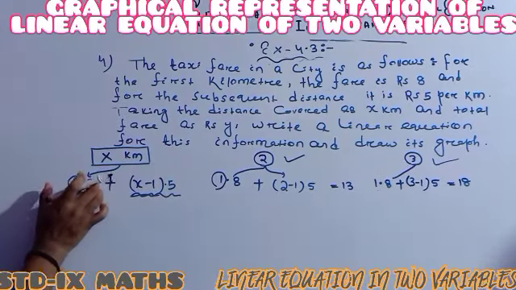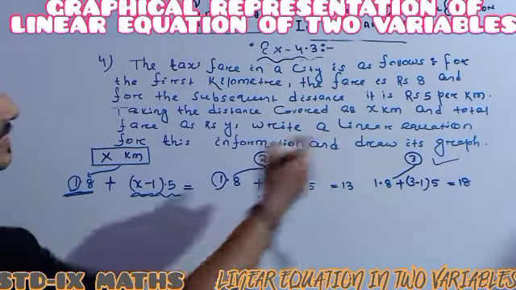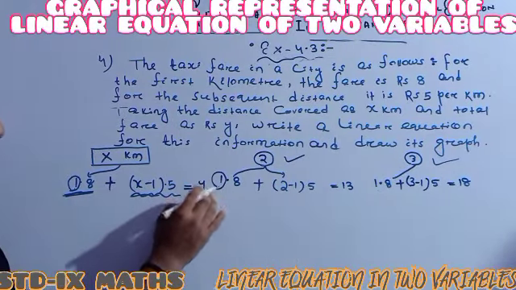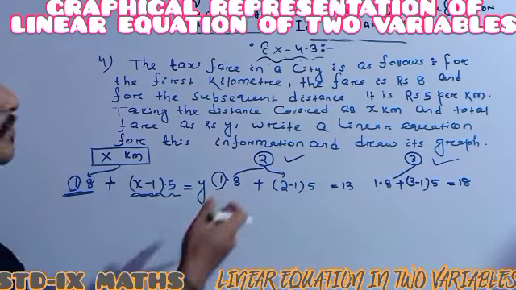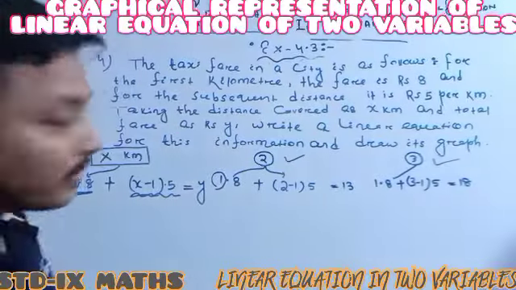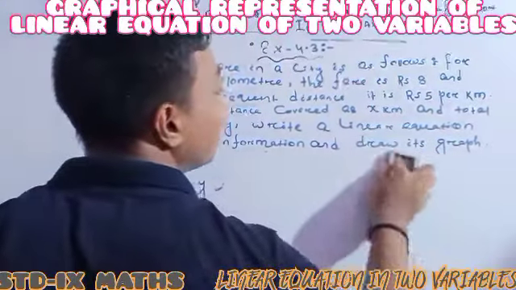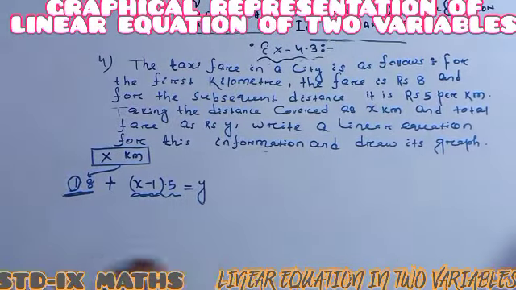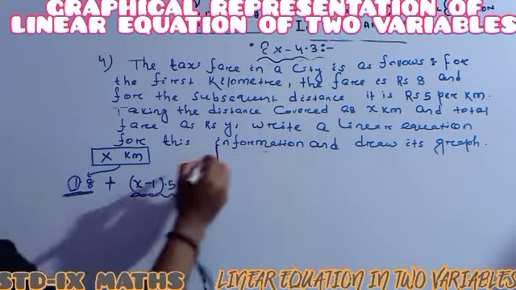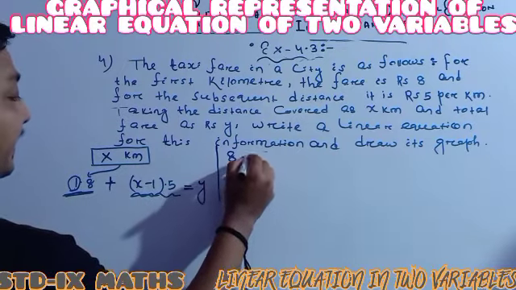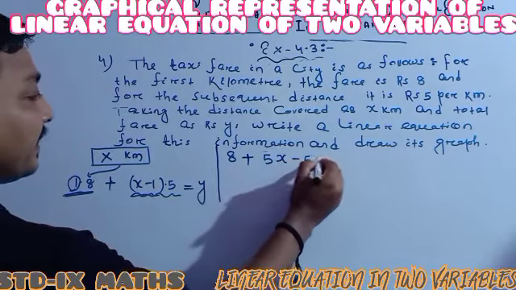So total price is equal to the first kilometer charge plus the remaining kilometer charge. Here it is equal to the total kilometer charge, which is given as y rupees. But whenever we solve the equation, I am cancelling rupees from every term. So now the equation becomes 1 into 8 equal to 8. On opening the bracket, it becomes 5x minus 5, which is our y.